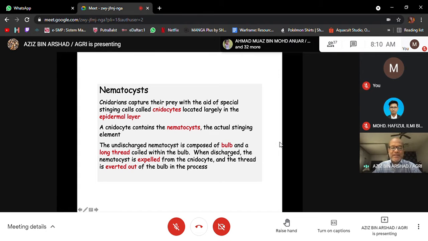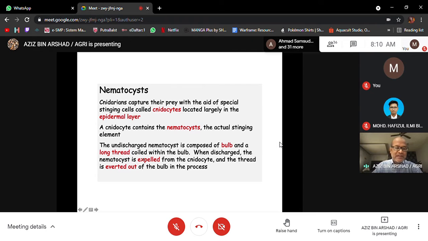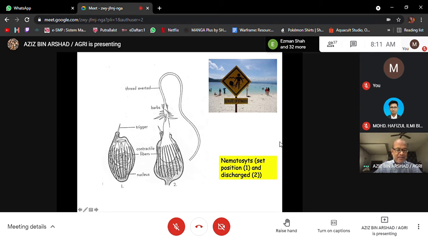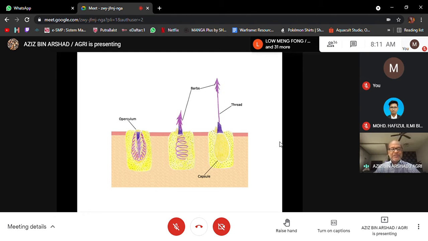When the Cnidarian is approached by predators or something, when they become alarmed, the thread will be shot outside, or discharged, we call it. The nematocyst is expelled from the cell where it is sitting, and the thread will come out of the bulb in the process. So that means from the shape in number 1, it becomes number 2 here because the thread comes out. And the toxin available inside the cnidocyte will also be transferred out into the thread. Okay? So again, the picture shows the normal nematocyst in the cnidocyte, not discharged, and after they've been discharged.